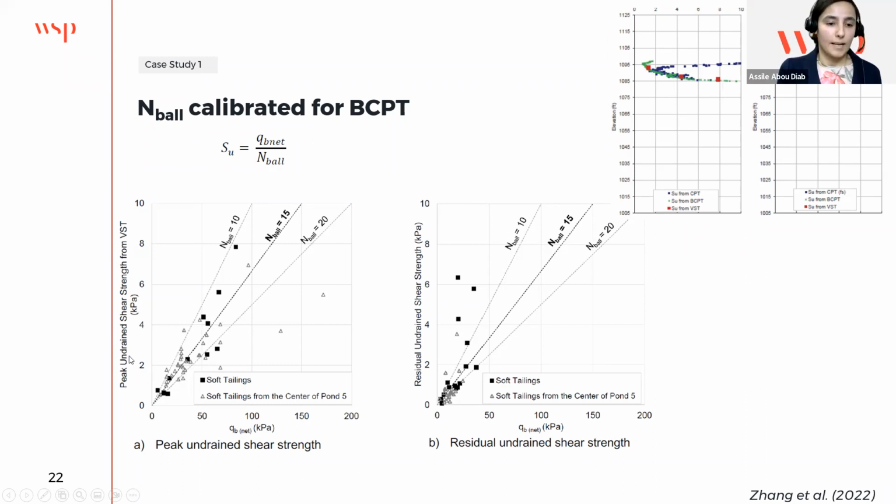Here I'm showing on the y-axis the peak undrained shear strength from the vein shear, the residual undrained shear strength from the vein shear, and on the x-axis the bowl resistance. We tried many values for N, and we found that an N value of 15 would be representative, with a good match between the data.